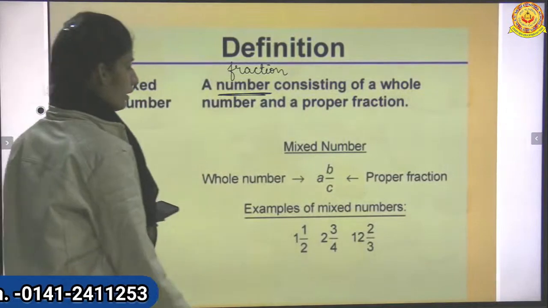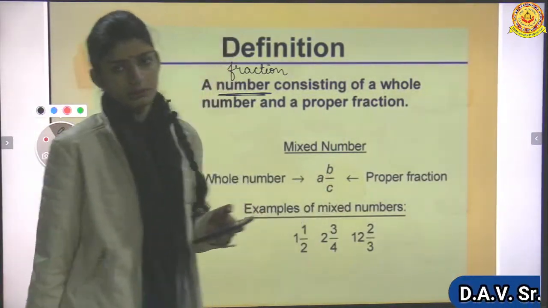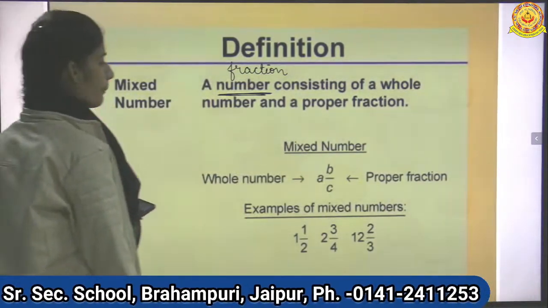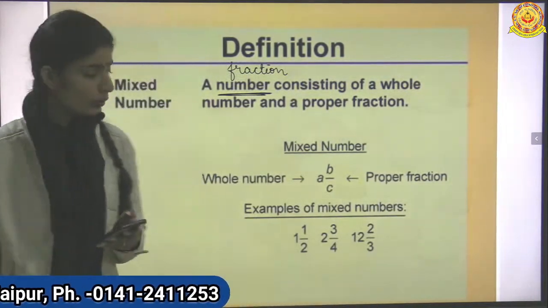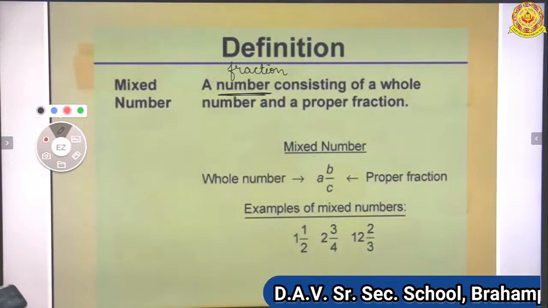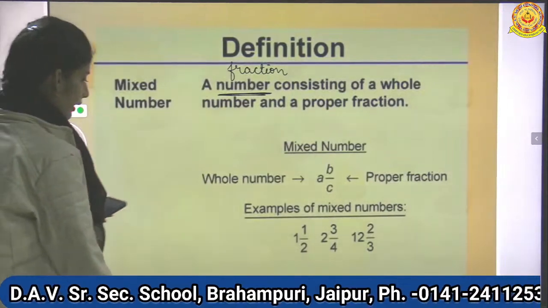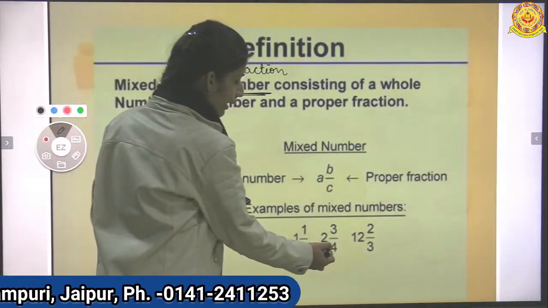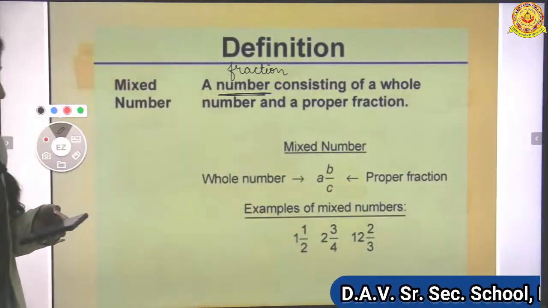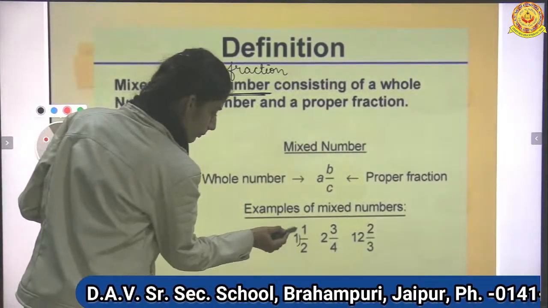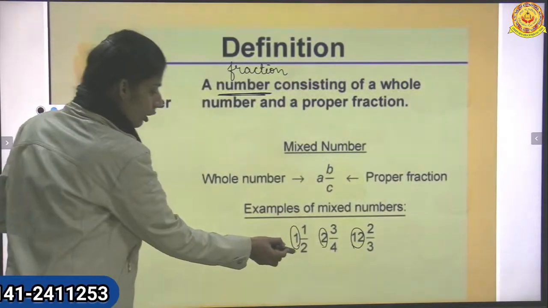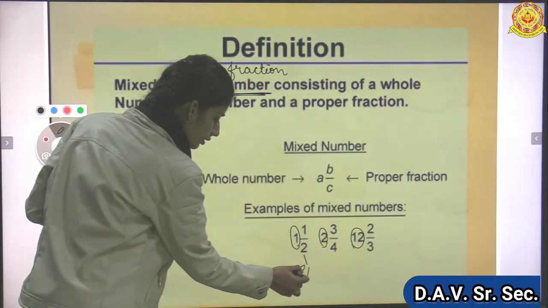So here we have A, B upon C. A is the whole number and B upon C is the proper fraction. In B upon C, B will always be smaller than C. Some examples: 1 and 1/2, 2 and 3/4, 12 and 2/3. In all these 3 fractions, what are the whole numbers? 1 is a whole number, 2 whole number, 12 whole number, and all these fractions are proper fractions.